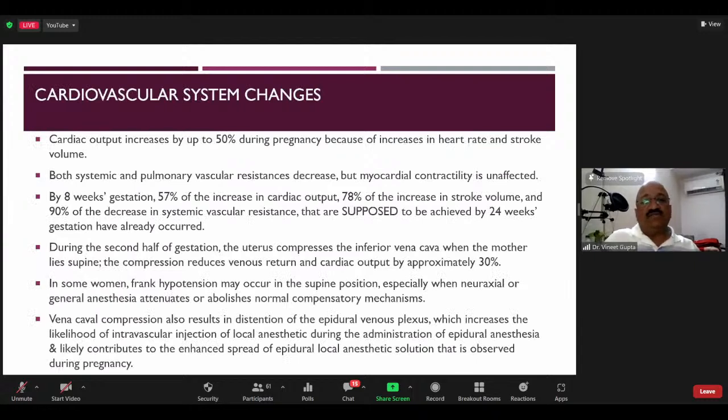Cardiovascular changes: cardiac output increases by 50% because of increases in heart rate and stroke volume. We know that systemic and pulmonary vascular resistance decreases.